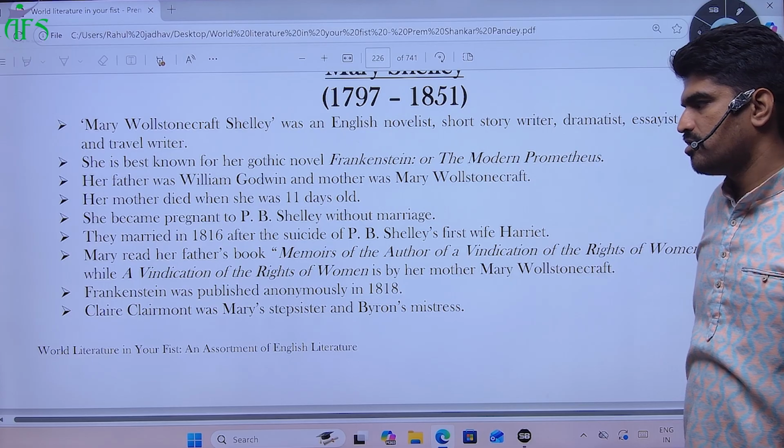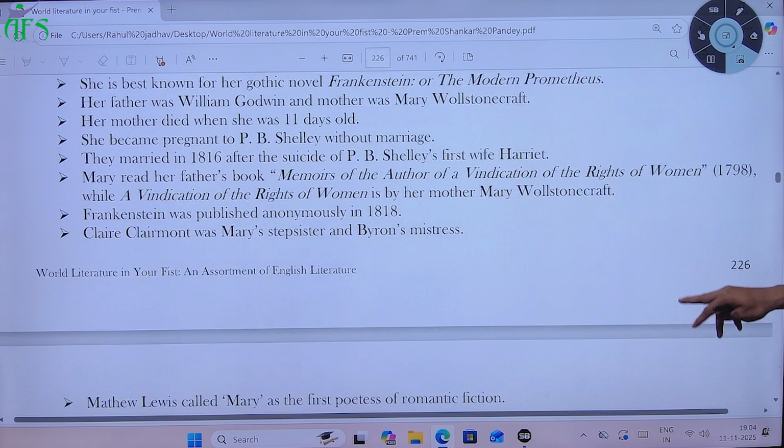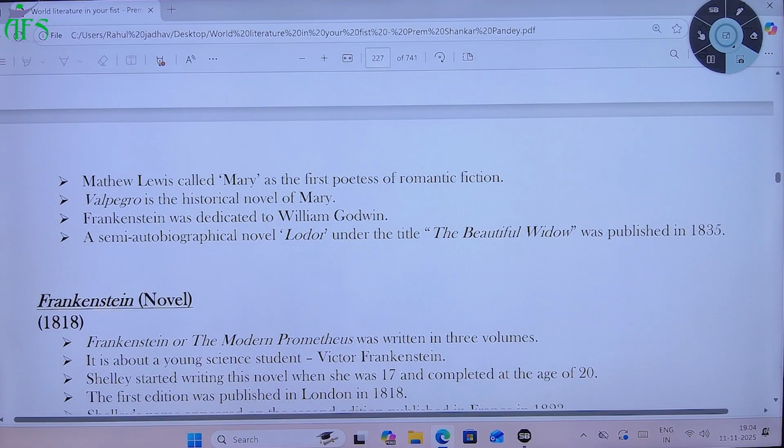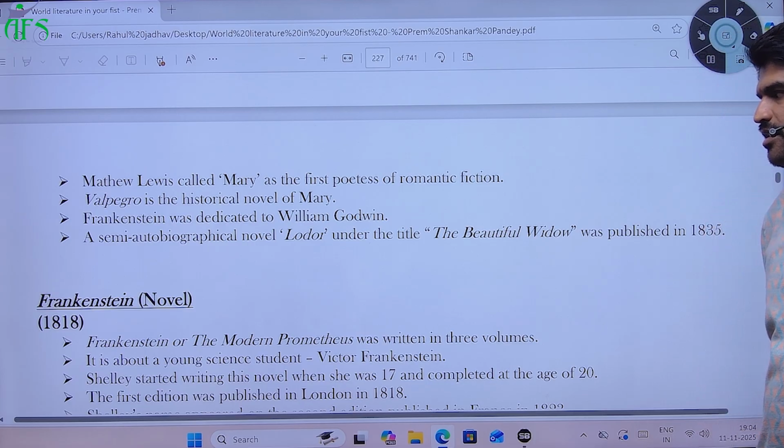Claire Clairmont was Mary's stepsister and Byron's mistress. Matthew Lewis called Mary the first poetess of romantic fiction. Valperga is a historical novel by her, and Frankenstein was dedicated to William Godwin, her father. A semi-autobiographical novel, Lodore, under the title The Beautiful Widow, was published in 1835 by her.